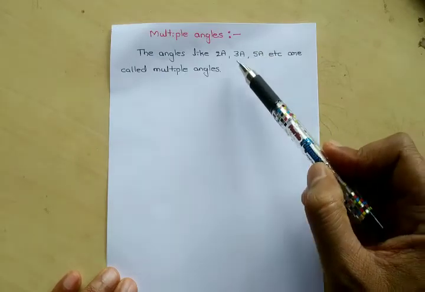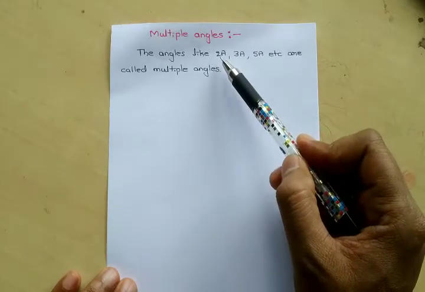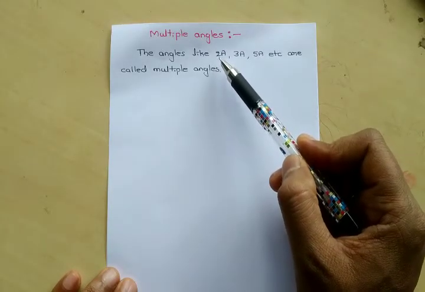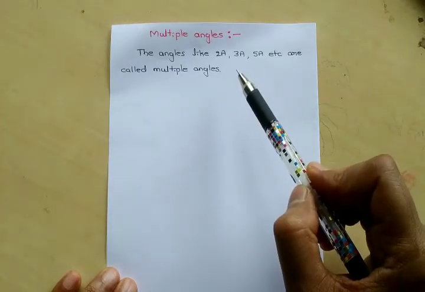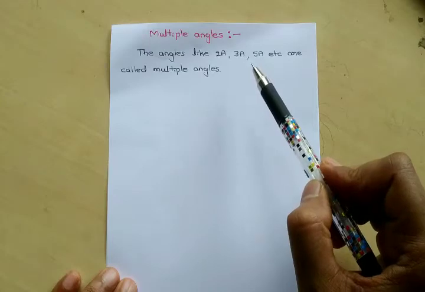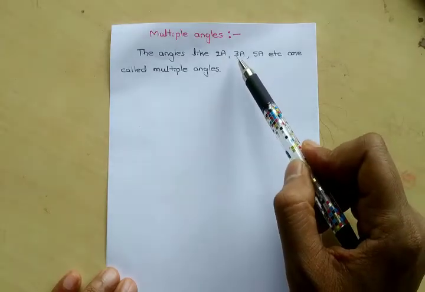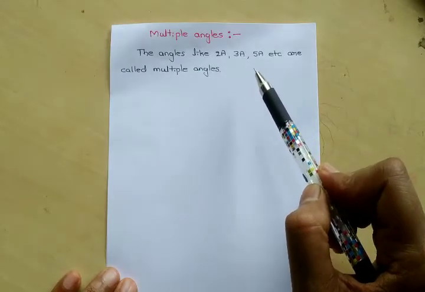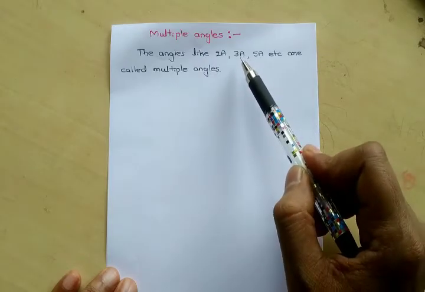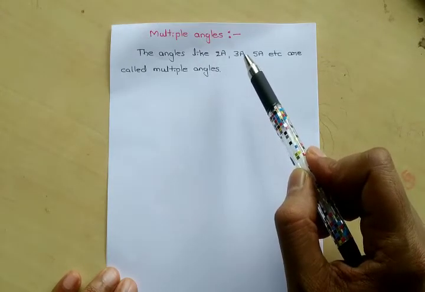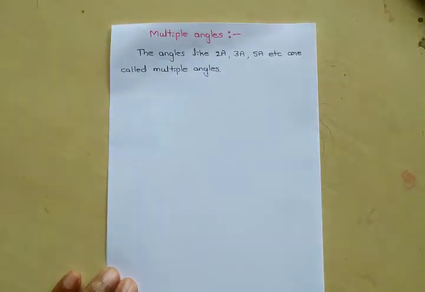Multiple times I am adding the same angle. So 2A can be written as A plus A, which means I am adding the same angle twice. Similarly, 3A can be written as A plus A plus A, which means 3 times I am adding the same angle. Such types of angles are called multiple angles.